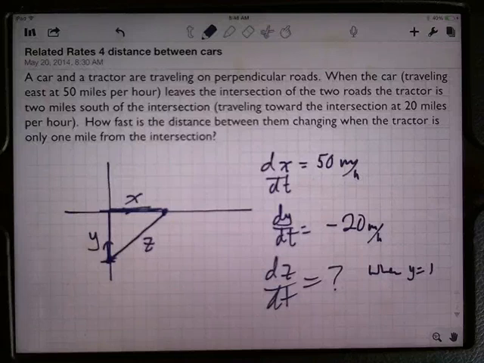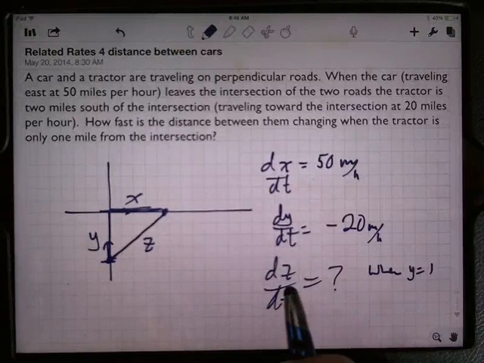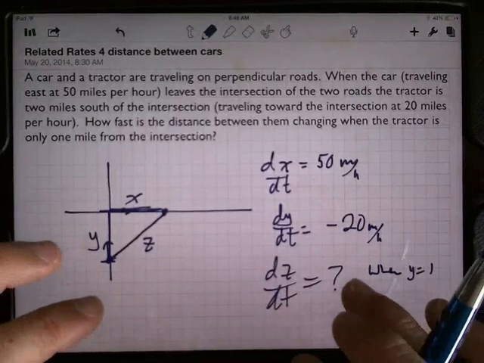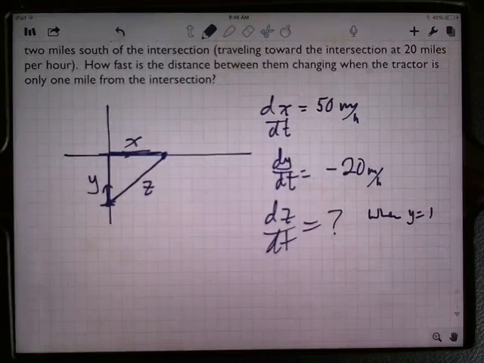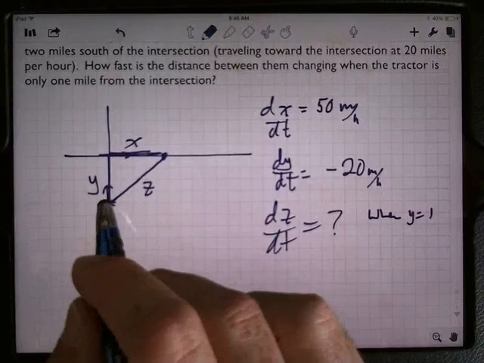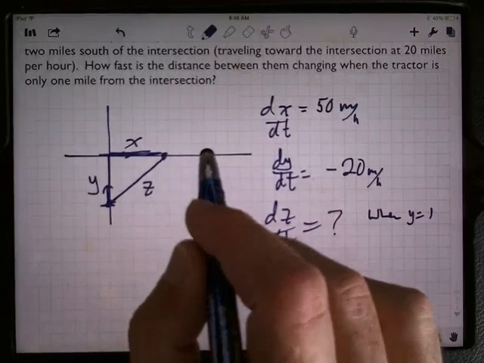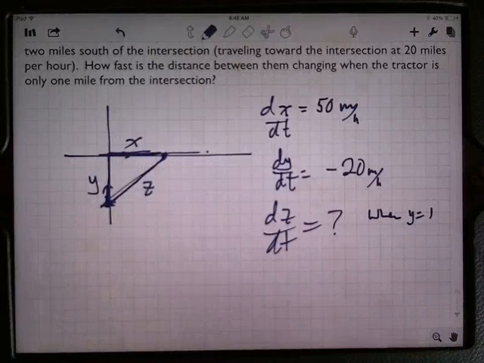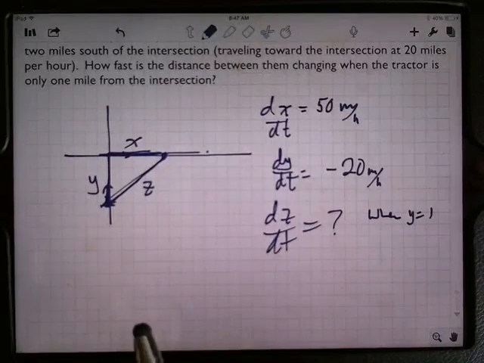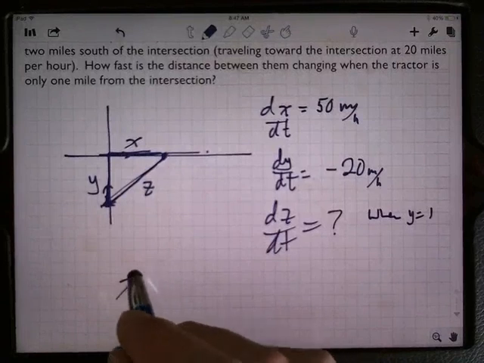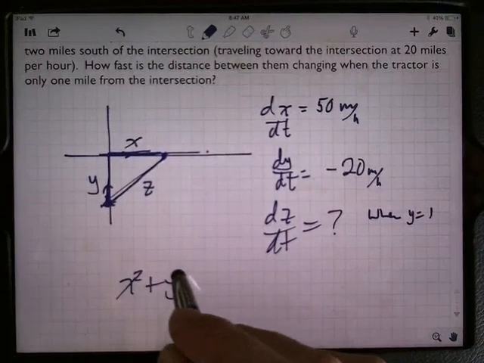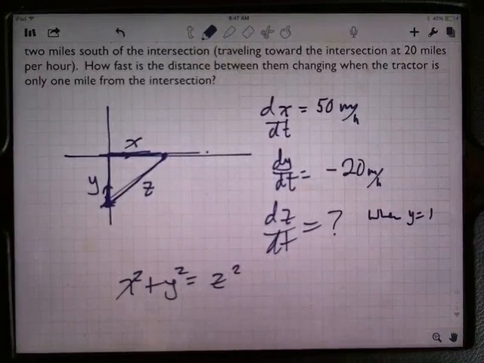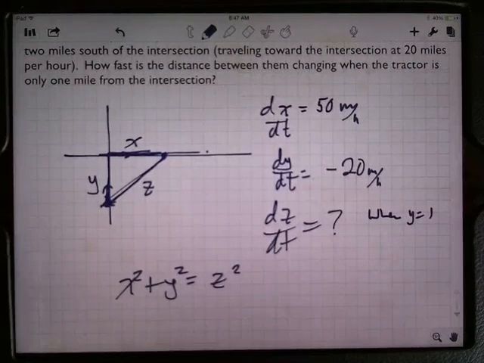Related rate problems are all similar. They all give you one rate, they ask for another rate. Well, this one gave you 2 rates and asked for another rate. So what we need to do now is find a relationship between x, y, and z that's always true. Perhaps you can see that no matter where the car is, no matter where the tractor is, you've got a right triangle, and hence Pythagoras. Pythagoras is always true here: x squared plus y squared equals z squared. There's a relationship between the variables involved.